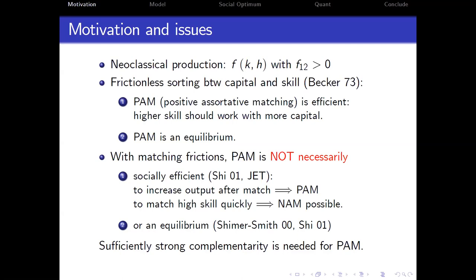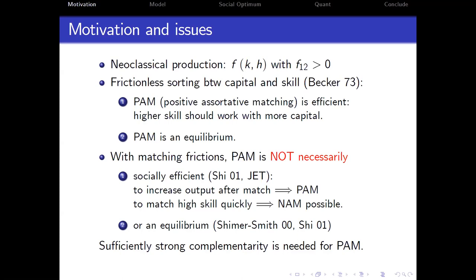So in general, the literature seemed to come to the conclusion that with matching frictions, what you need to get PAM to be socially efficient and an equilibrium outcome is strong complementarity. Yeah? If complementarity between K and H is strong enough, then the increased output from PAM is going to outweigh this consideration for matching speed. So then you're going to get basically back to Becker's results.